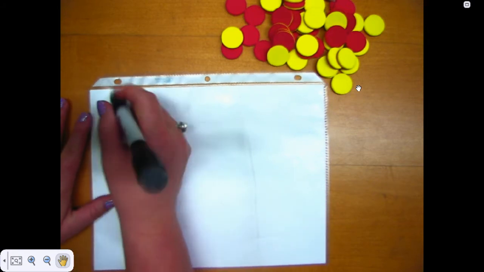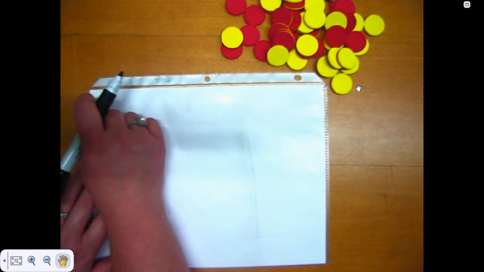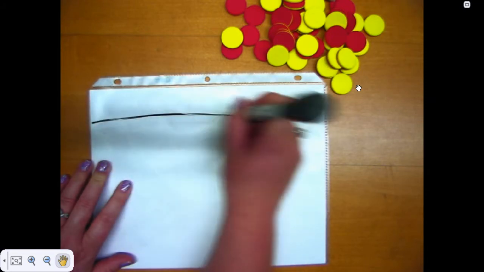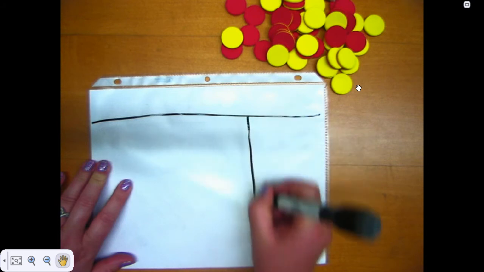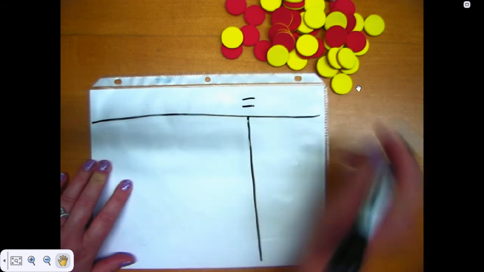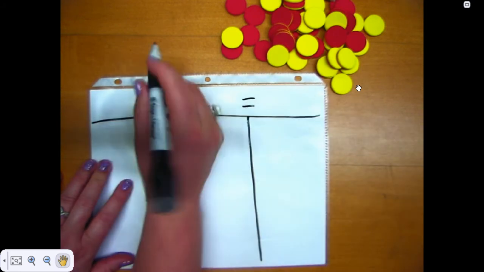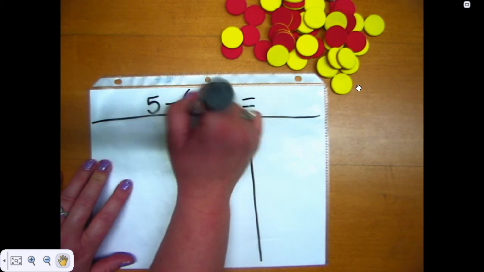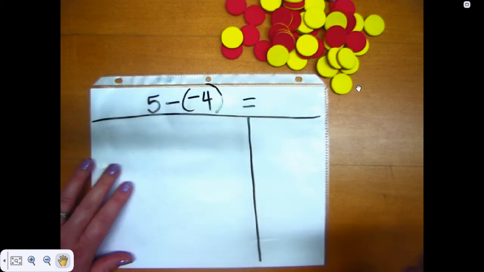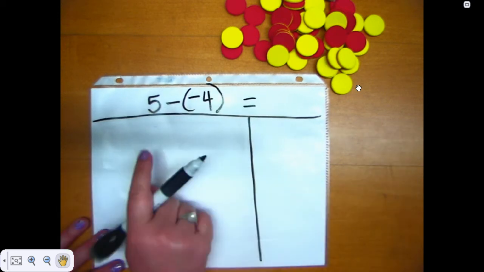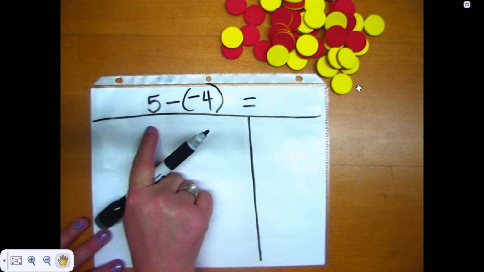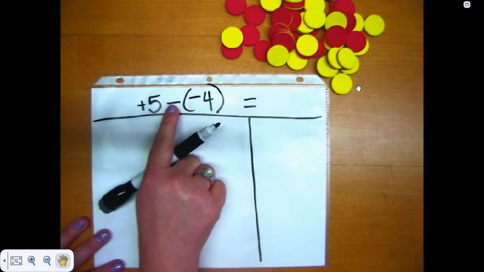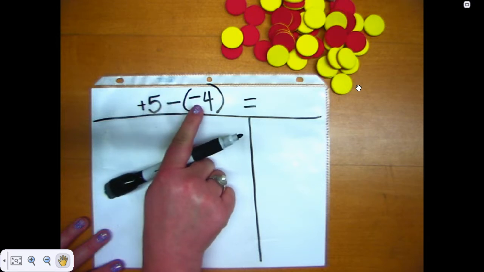So let's go over subtraction again since it's the newest to us and it's also the hardest. I like to draw my line so I know this is my equal sign. And let's do 5 minus negative 4. So first of all, what does this say? It says positive 5 minus, or take away, negative 4.